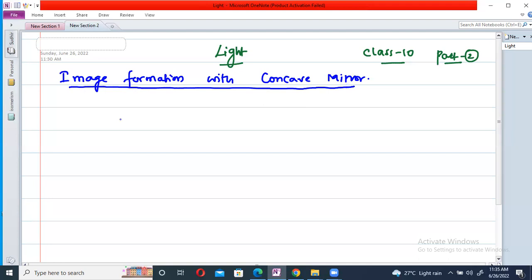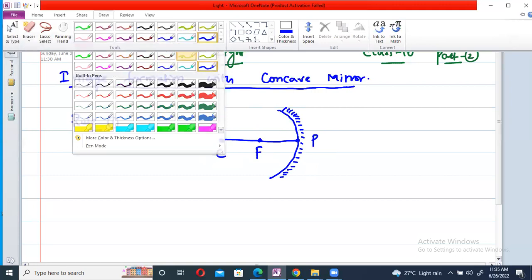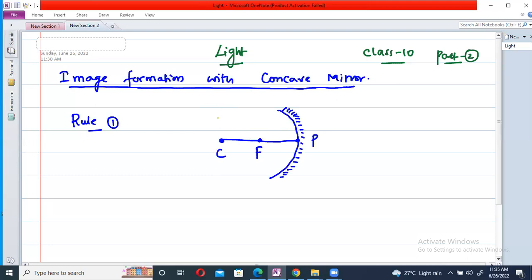There are some rules for the formation of the image. Let me discuss the rules with you. Rule number 1. Suppose we have a concave mirror here. In the concave mirror, this is called the principal axis, point P, focus F, center of curvature C. Suppose a ray of light, I'll draw it this way, is parallel to the principal axis and it is incident on the mirror. Then after incidence on the mirror, it will be reflected and the reflected ray passes through the focus. It is rule number 1.